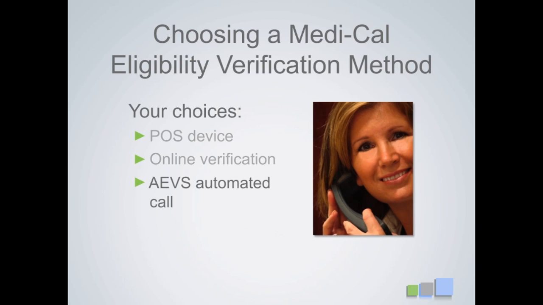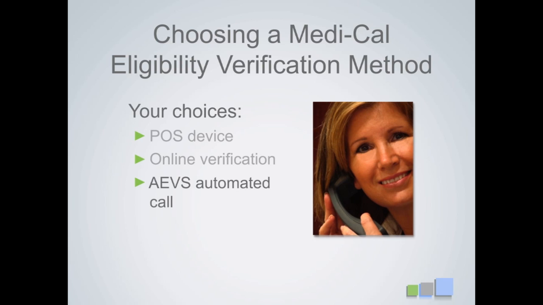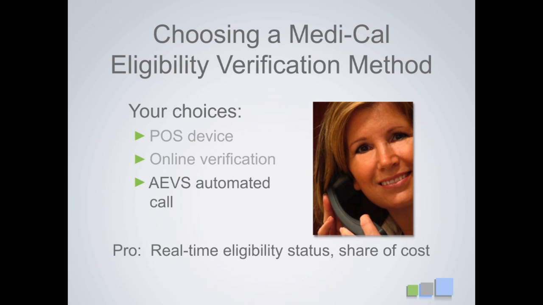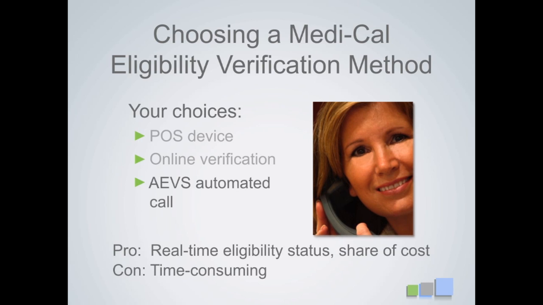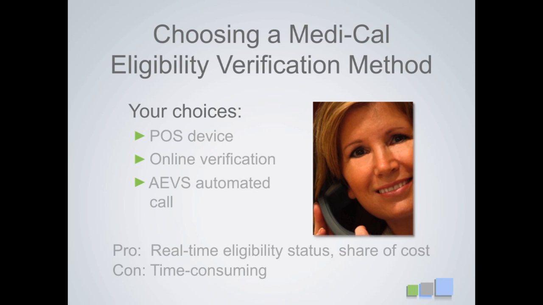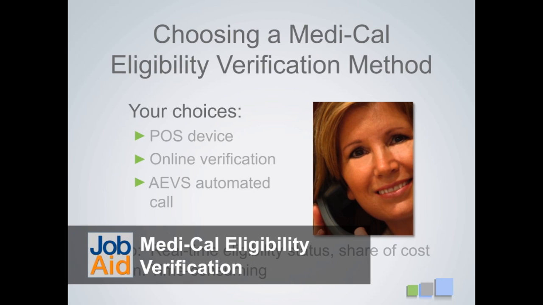A third method is using Medi-Cal's Automated Eligibility Verification System, or AEVS. This is a phone call to a Medi-Cal 800 number. An advantage is that you'll find out in real time the patient's eligibility status and whether the patient has a share of cost. Also, you can always use this method if your computer system is down or you don't have an operating POS device. A disadvantage is that you must follow a series of automated phone prompts that can take some time. Each of these methods and how to access them are described on the downloadable job aid on Medi-Cal Eligibility Verification.